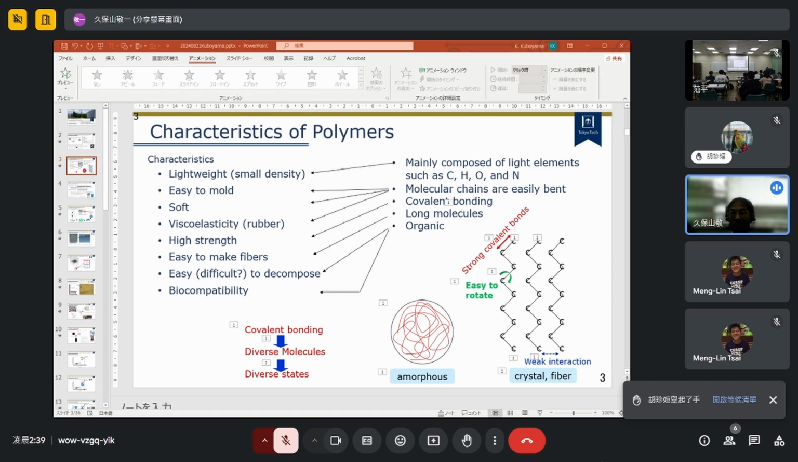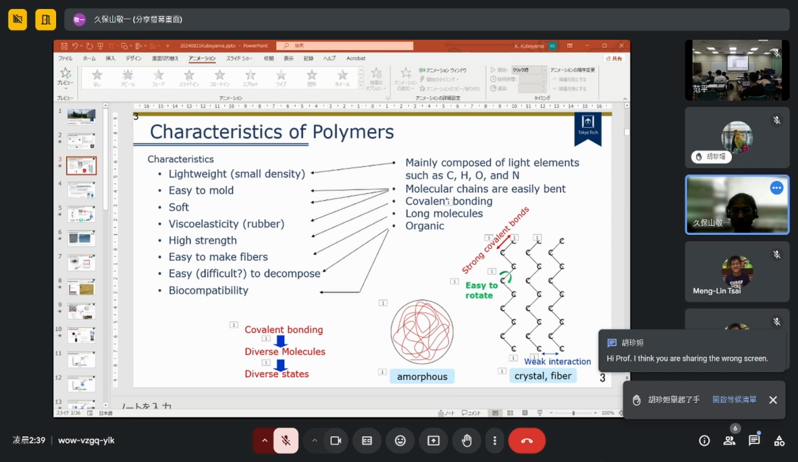In some cases, this lamella can grow from the nuclei in the radial direction and make a spherical shape. This is called a spherulite. This is a polarized optical microscope image of a polyethylene spherulite. Maybe that is different from ceramics or metal materials.